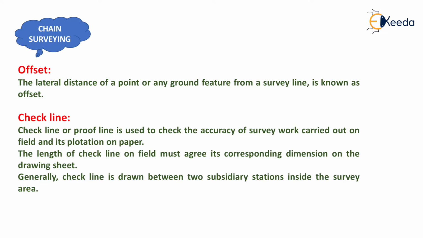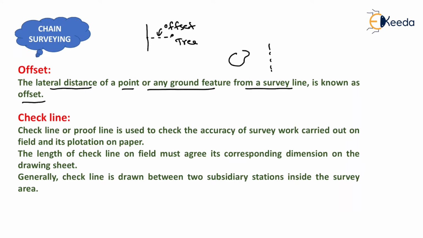Similarly, offset, the lateral distance of a point or any ground feature from a survey line, is known as offset. Now we had drawn an offset like this, that is tie line, and there is one tree, and this line is known as offset. Similarly, there is one tie line and there is a pond, and to get the information of this pond, we will draw the offset which is shown here. Now, offset can be oblique or can be perpendicular.